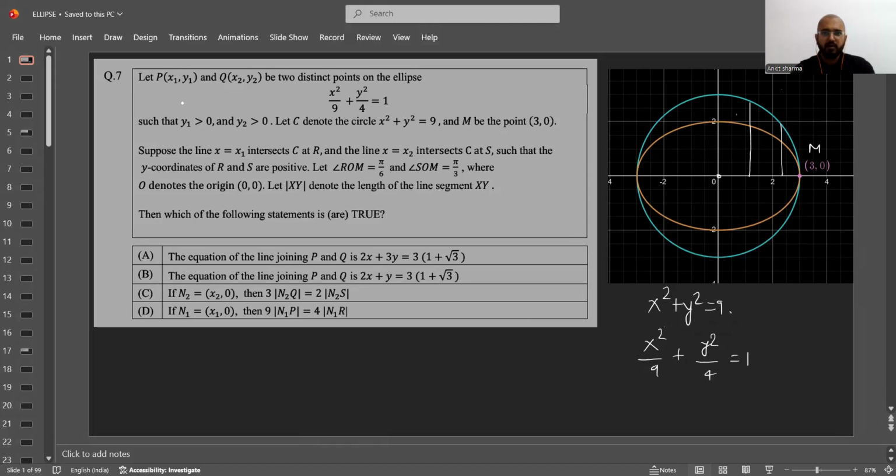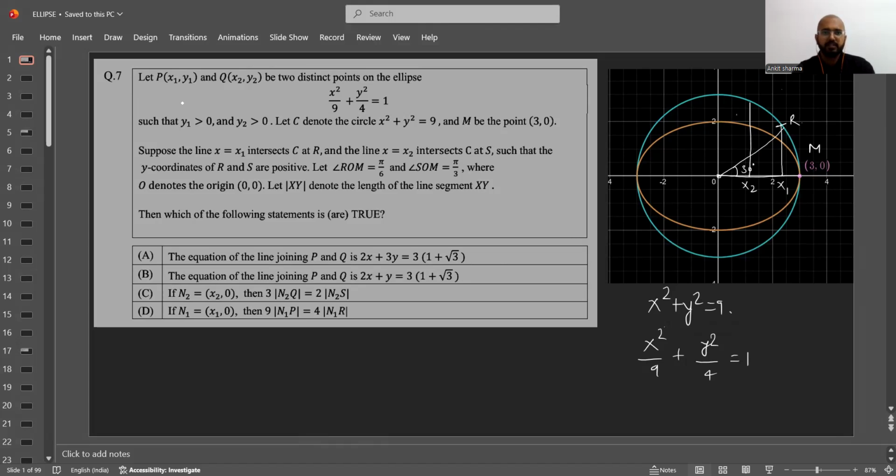So R is a point on the circle. So this is my point R, and this is O. So basically we mean this angle ROM, this entire thing. So that means this angle is 30 degrees. And then we have angle SOM. So this intersects x2. So this is my line x1. This is my line x2.